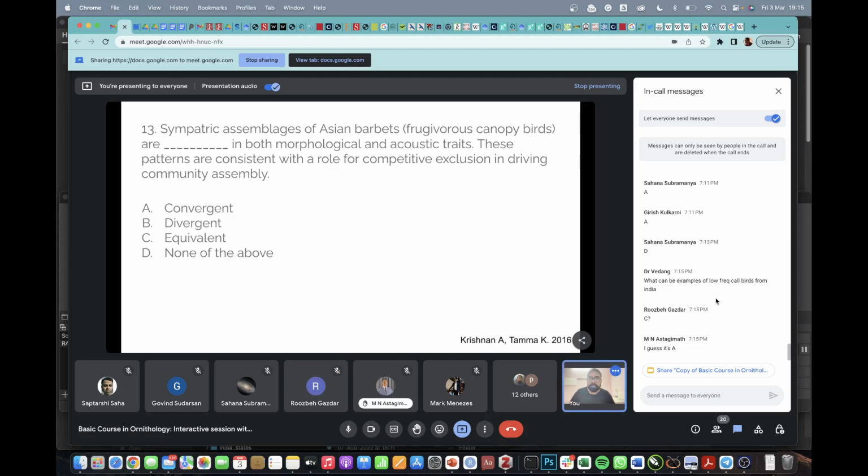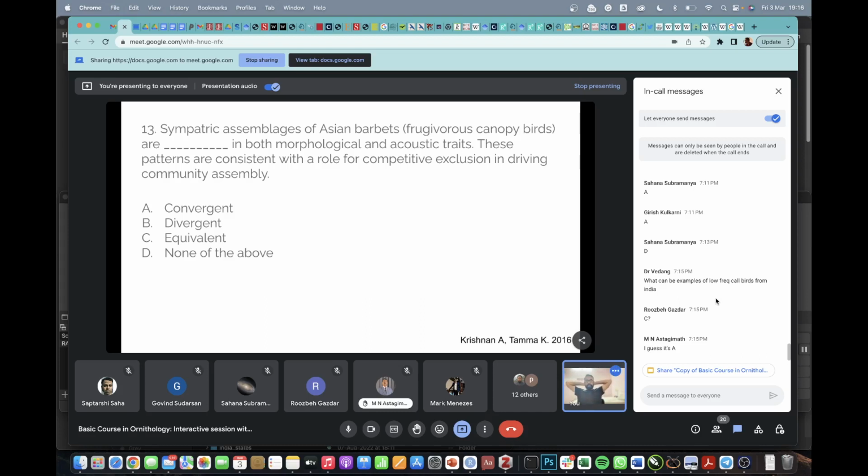Okay, so sympatric assemblages of Asian barbets. People know what barbets are. Dash in both morphological and acoustic traits. So basically, the question is: assemblages is just a group of birds. Assemblages could be a community also. So a community of barbets in Asia, basically. Sympatric is basically living in the same region or the same biogeographical area.